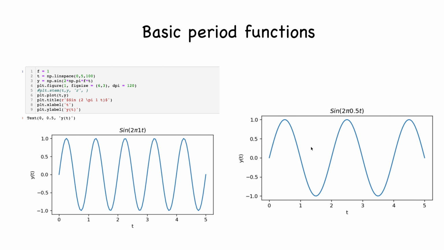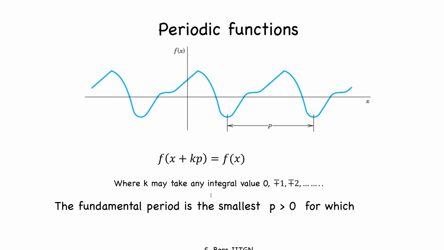Similarly, on the right hand side, that function repeats the same pattern. Here one cycle is completed in 2 seconds, then it repeats the same pattern, and then it goes on. So it has a period of 2 seconds, that means the frequency is 0.5 Hertz.